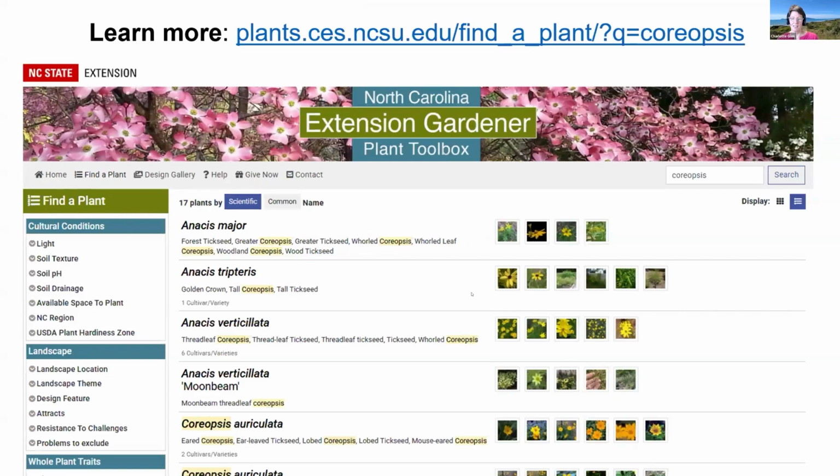And of course, we have a whole slew of different Coreopsis species in the plant toolbox, where you can see lots of images and learn more about them and share those links with others.